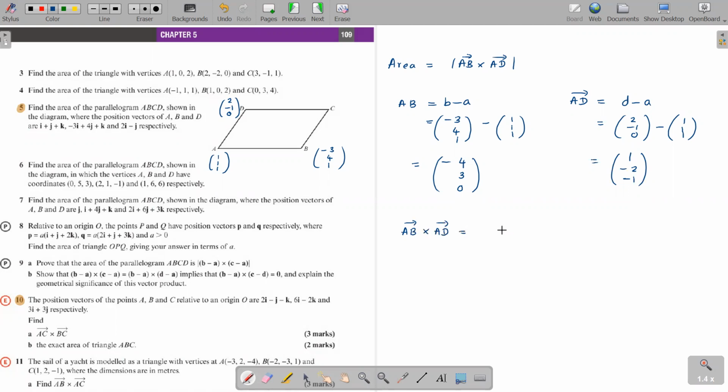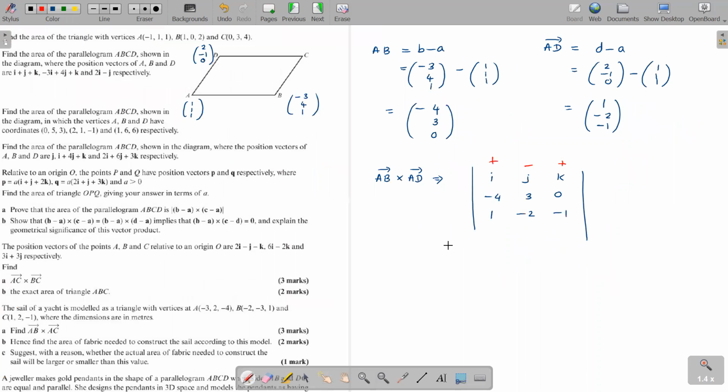So here AB is, first we'll have to write the i, j, k determinant, right? So here we get minus 4, 3, 0. Then I get 1, minus 2, minus 1. Take the modulus of the whole thing and put plus, minus, plus. So we are first getting the cross product of the two vectors.